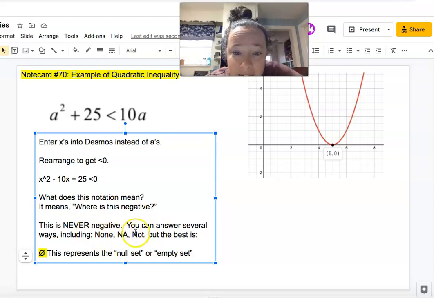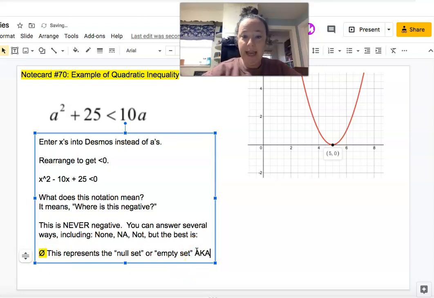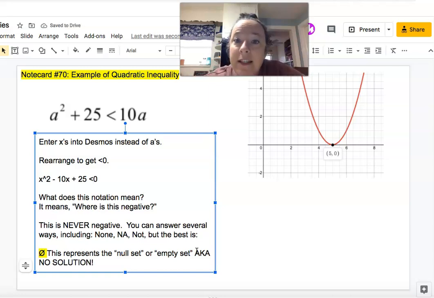And you could write any of those things, but the best way to write it is this little circle or 0 with a line through it. It represents the null set or the empty set. So you need to get used to that. That means no solution, aka no solution, okay? And that's a Greek symbol. So pause me and finish up note card 70.